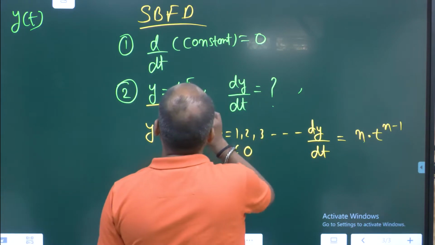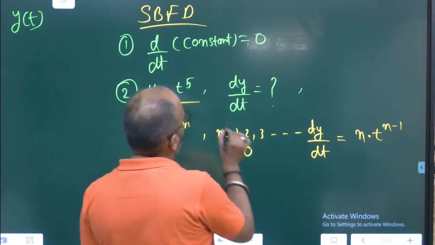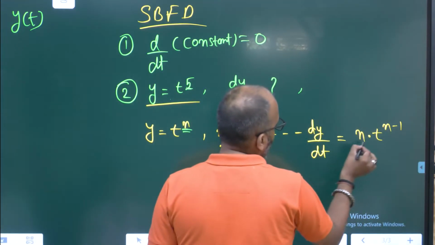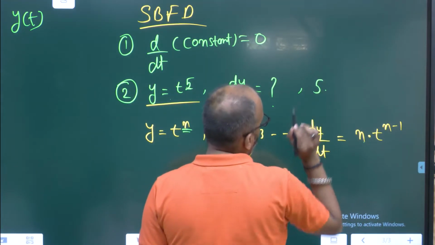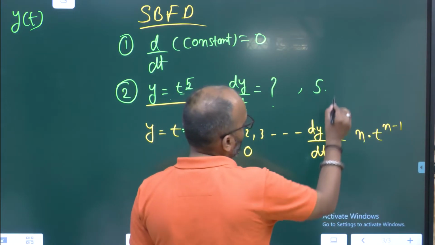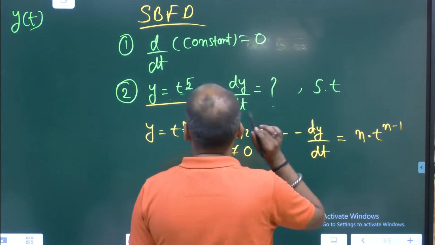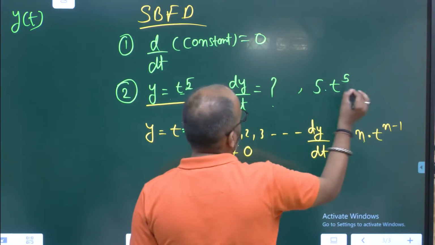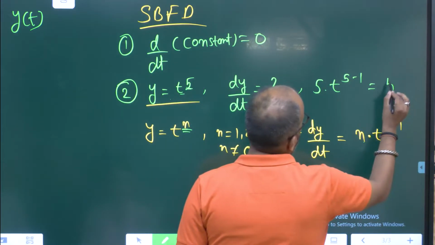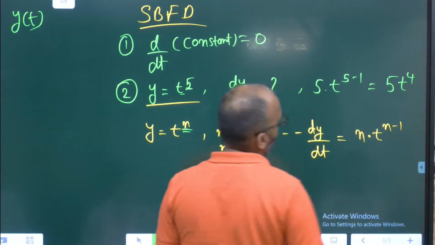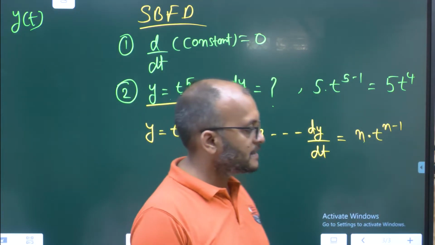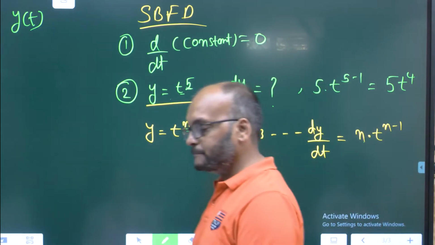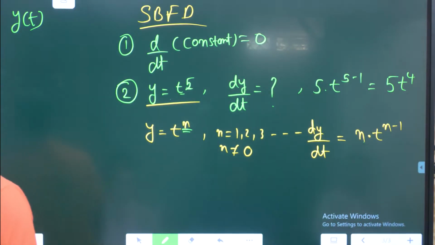See, y is equal to t to the power 5. What is 5? 5 is n, yes or no? So write the n, write 5 into, write t, the variable is written. Then write the power of it, 5 was the power, subtracted by 1. That's the answer. Understood? Everyone, is this clear? Note it, note it, note it.